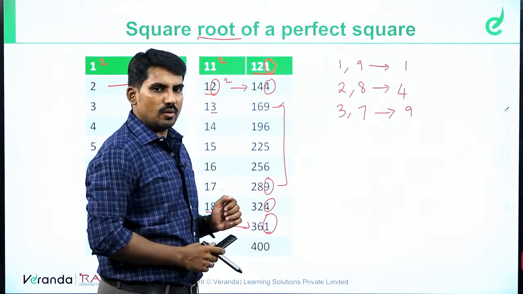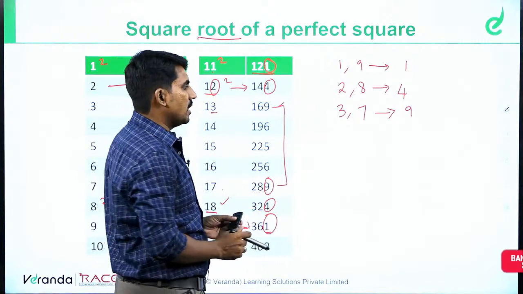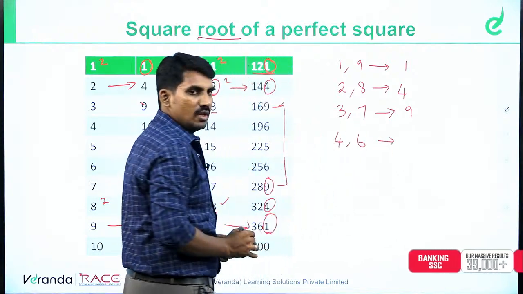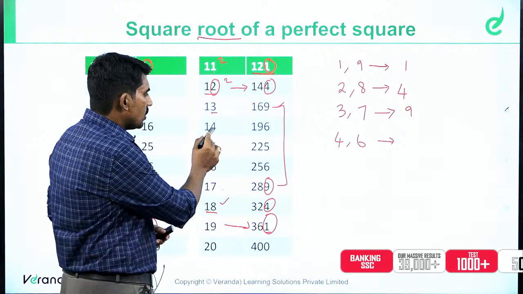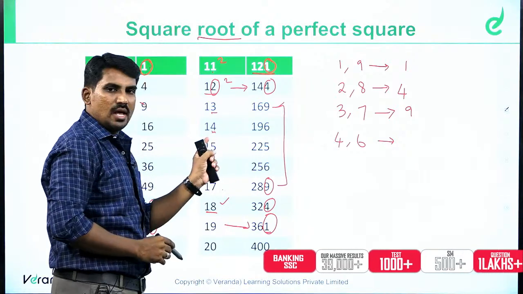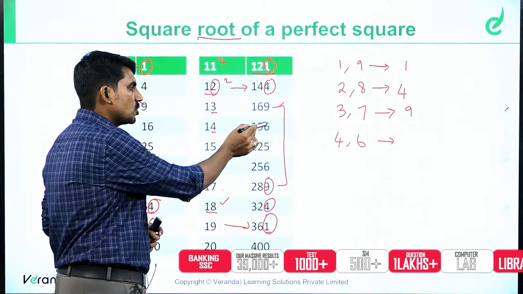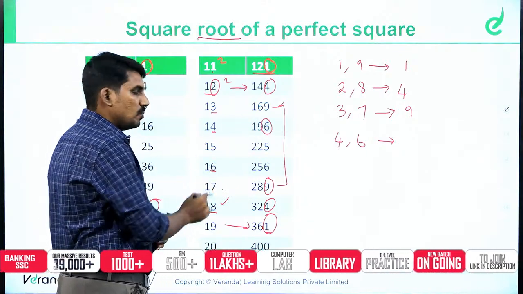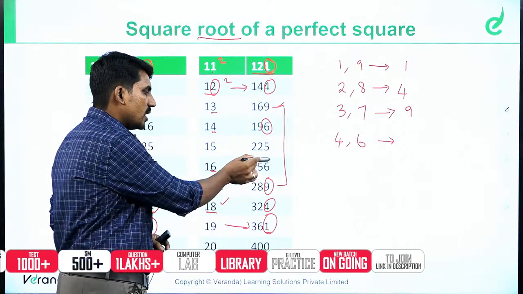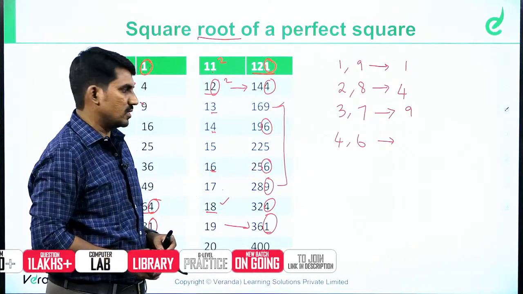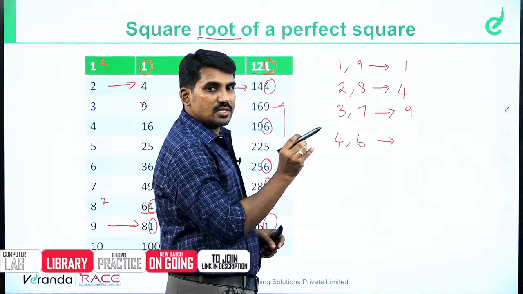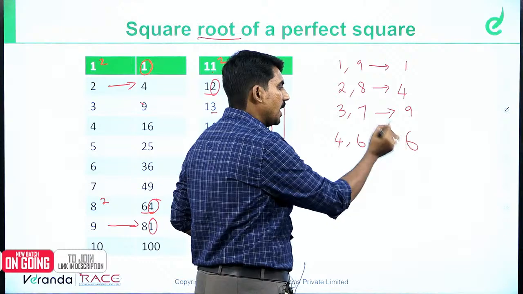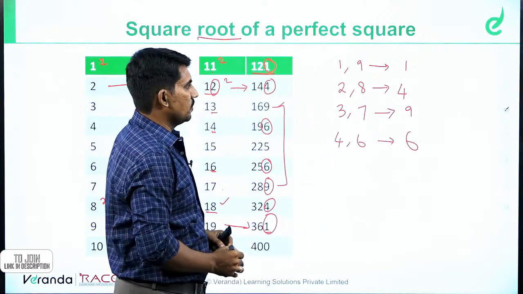Then one more combination is there, that is 4 and 6. Again, the next combination. 14 square, a number ending with 4, its square ends with 6, 196. 16 square, a number ending with 6, its square ends with 6, 256. Therefore, if the last digit of a number is 4 or 6, the square ends with 6.